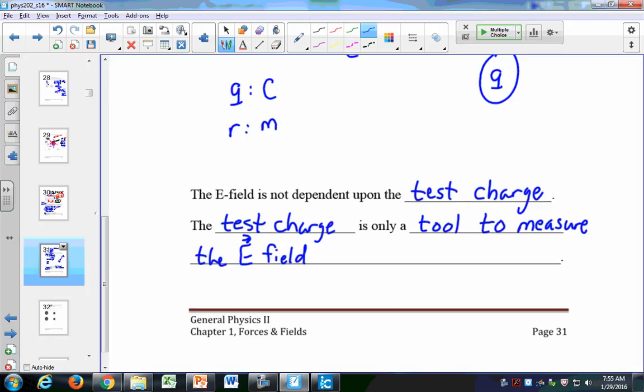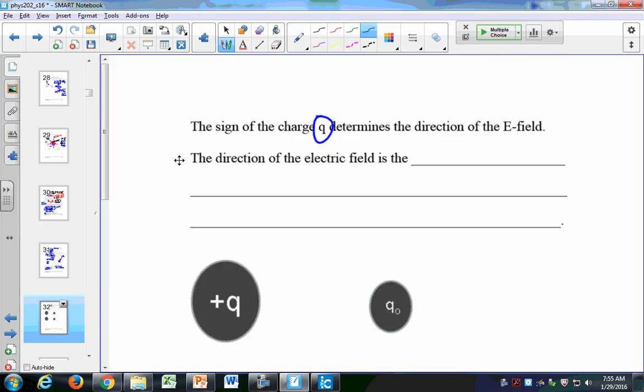We'll practice with it a little bit, okay? You'll sort of see the purpose of it. It's really just something to help you determine the direction of the electric field. So the sign of the charge Q determines the direction of the electric field. The direction of the electric field is the same direction as the force felt by the positive test charge.